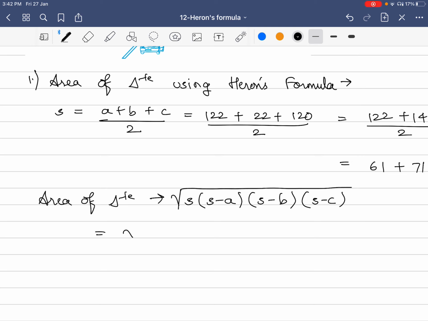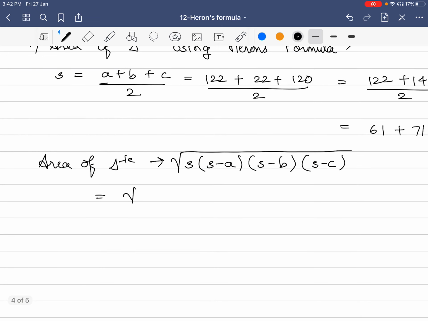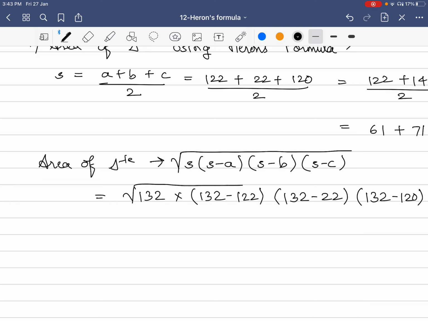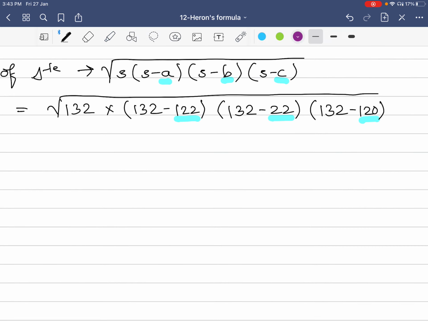Now that is equal to the square root of, S is 132, so let's substitute. So this is going to be 132 into 132 minus 122, that is A, and then 132 minus 22, that is B, and 132 minus 120, that is C, and the square root remains over the entire term. Just for the sake of understanding, A is 122, B is 22, C is 120. So this is the area of our triangle. Let's try to solve this.